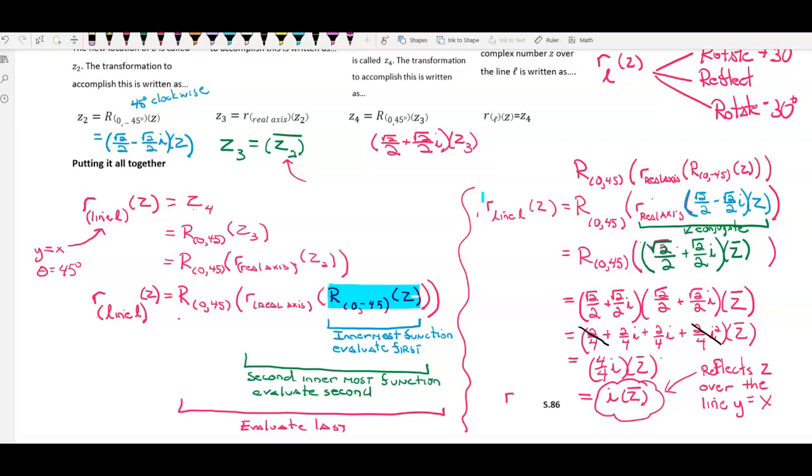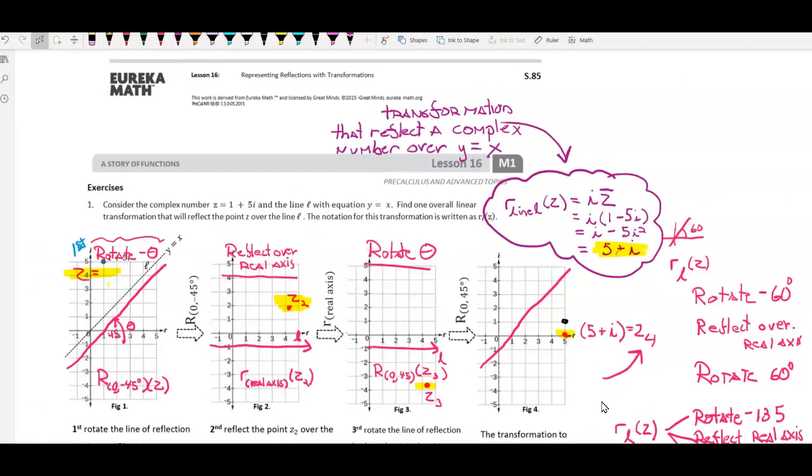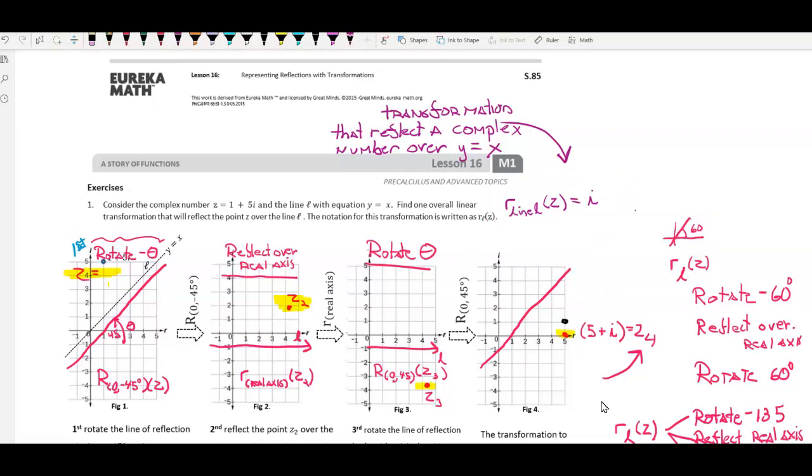Okay, so what I did was, to answer the question, I took that, I brought it up here, and what I did was I now substituted in the conjugate of z. Okay, so this was my equation.